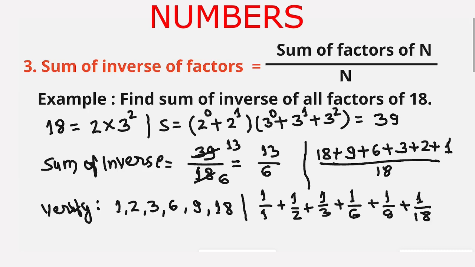And if we add these, that will be 1 plus 2 is 3, 3 plus 3 is 6, 6 plus 6 is 12, 12 plus 9 is 21, 21 plus 18 is 39. So that 39 is here, divided by n, the number, which is 18. So this way we have verified the formula. I hope you have understood the formula as well as the example to find the sum of inverse of factors. We go to the next point.